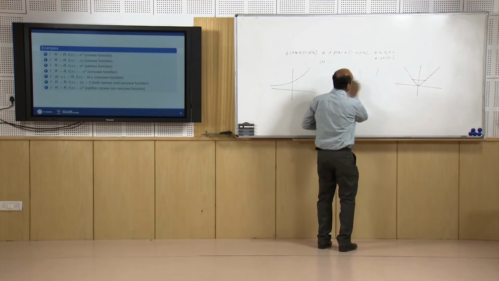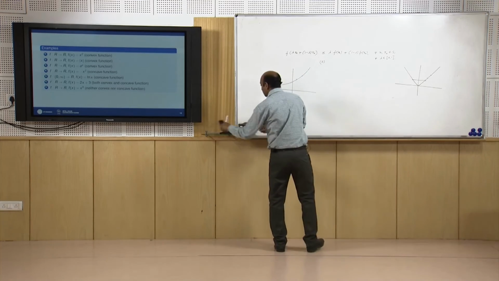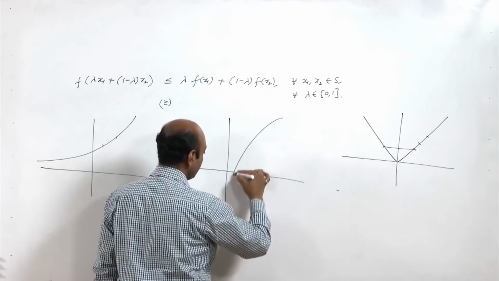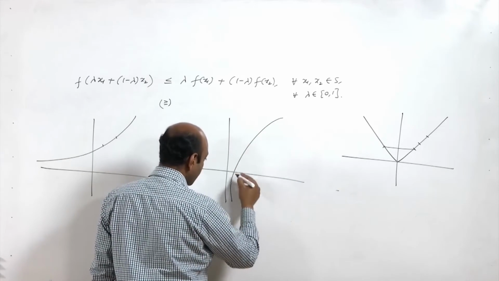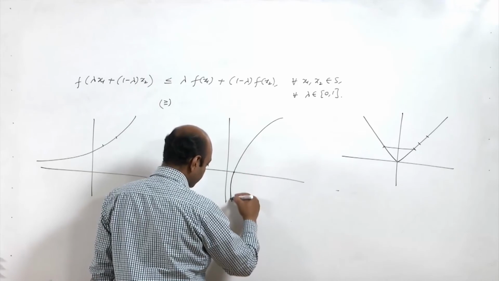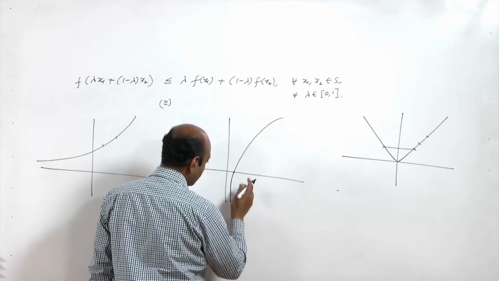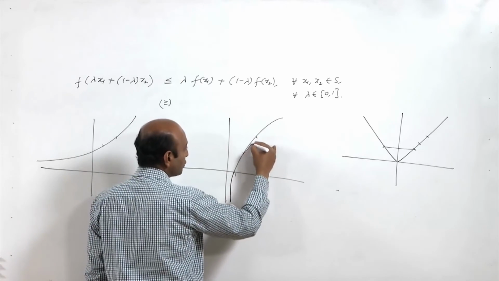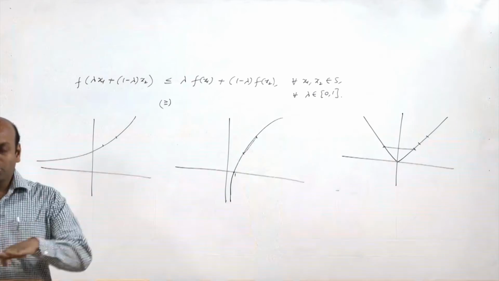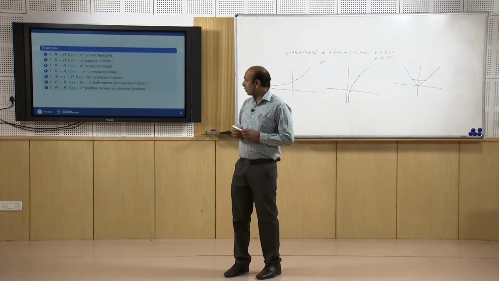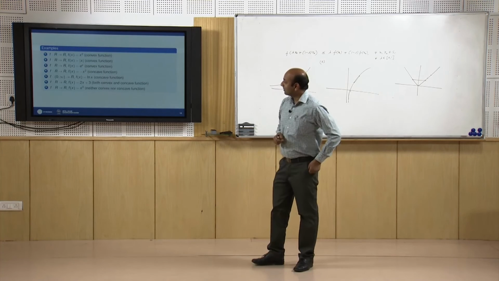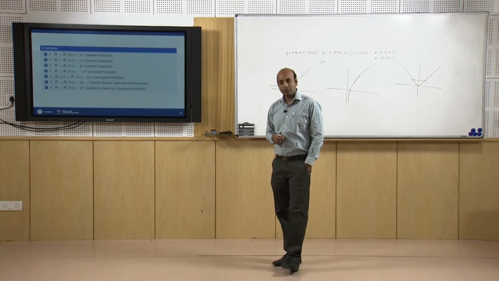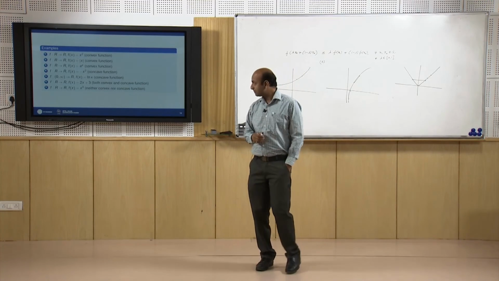We can easily see this graphically. When you draw the graph of ln x, it is something like this. This is one, something like this. So when you take any 2 points, the chord joining those 2 points lies below the curve. So it is a concave function. Now the linear function 2x plus 3 is both convex and concave. We can easily see because equality holds.